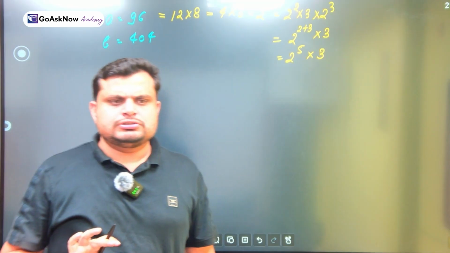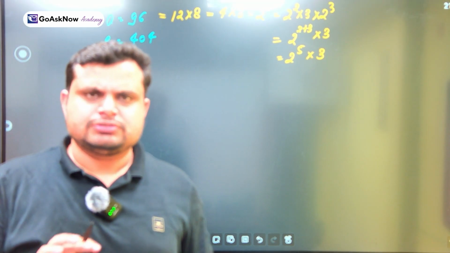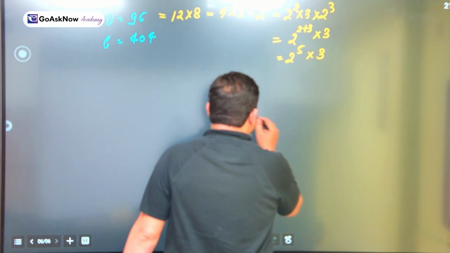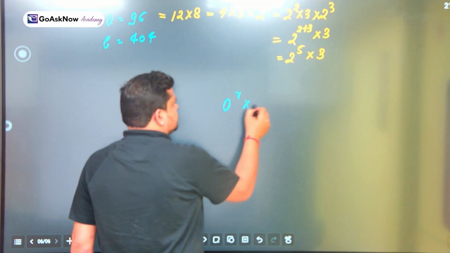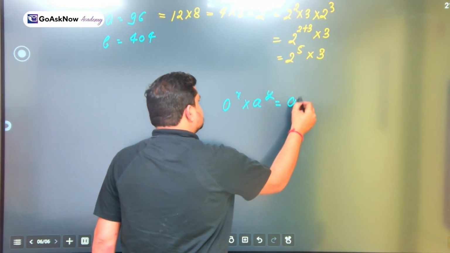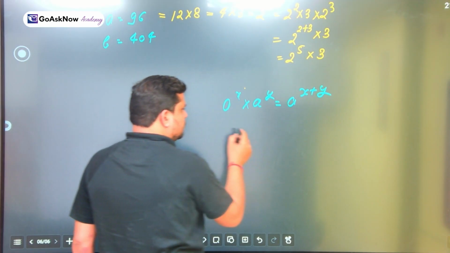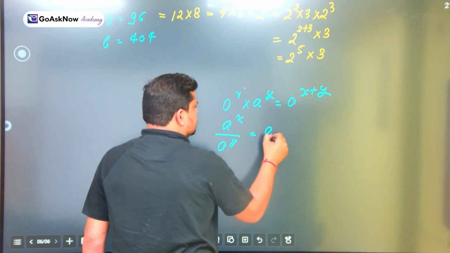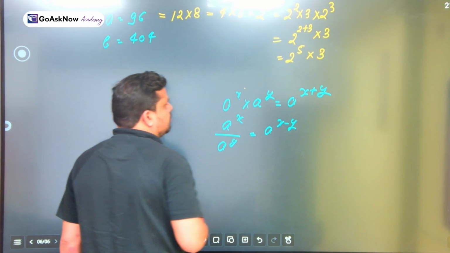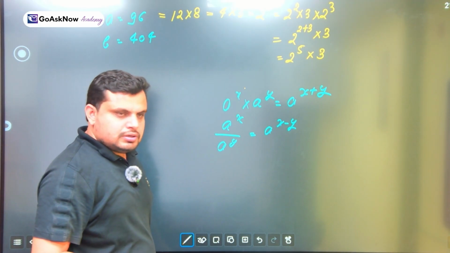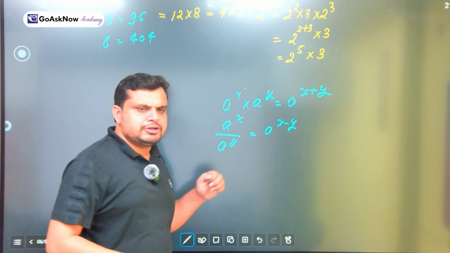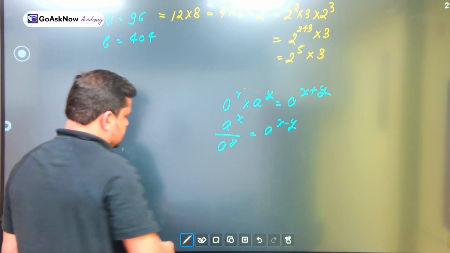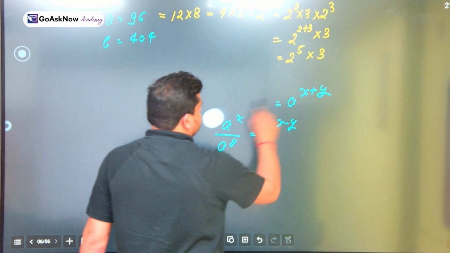okay, powers of prime factors. Suppose we have a to the power x into a to the power y, that is a to the power x plus y, and division a to the power x upon a to the power y is equal to a to the power x minus y. Okay, so these things you have studied in your previous classes. But I have clarified. Okay, so let's move on.